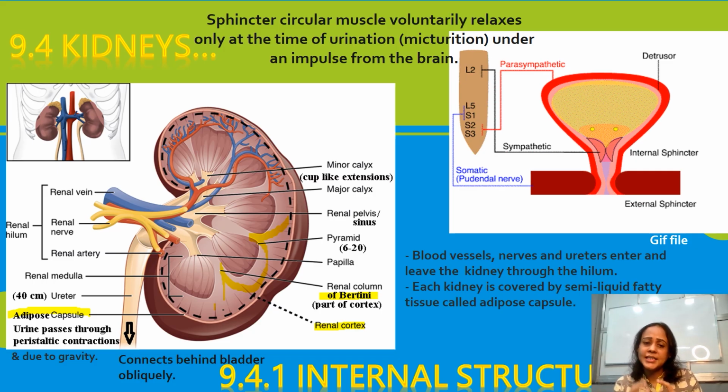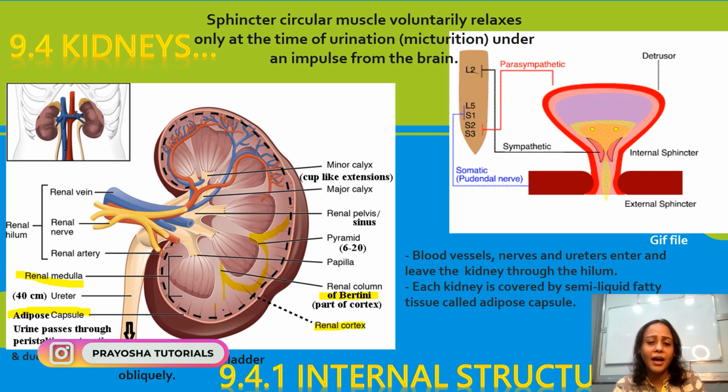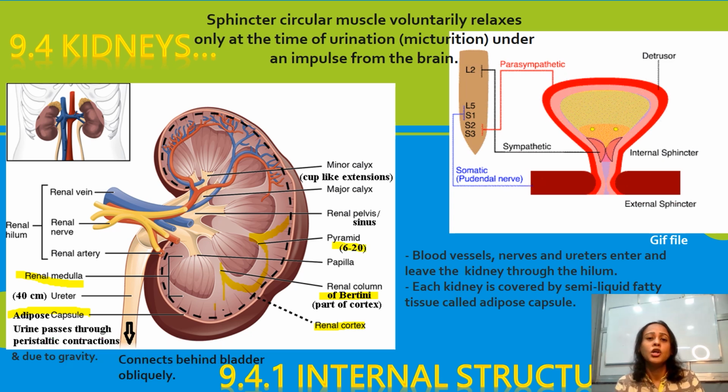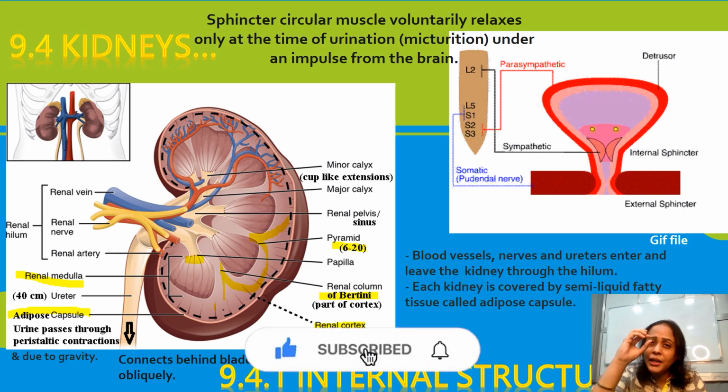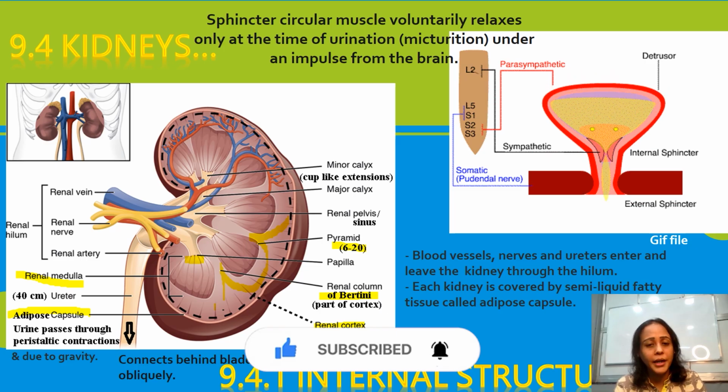Coming to the next layer of the kidney, which is your medulla. In the renal medulla region, we have 6 to 20 pyramids. Minimum 6 to maximum 20 pyramids are located in the inner layer called the medulla. Now the ends of the pyramids are called papillae. Here I am highlighting for you the papillae, which is at the end of the pyramid.